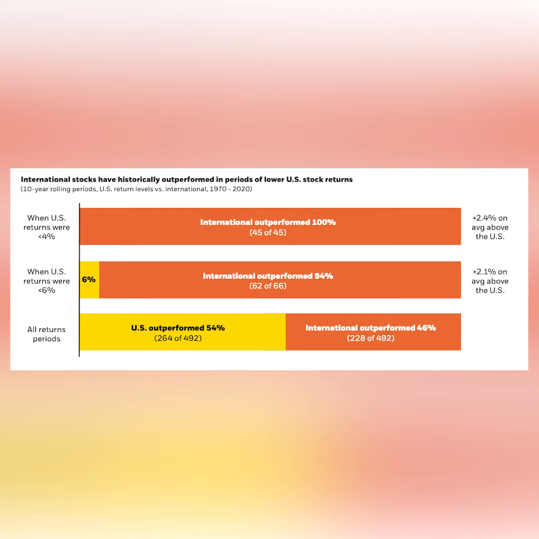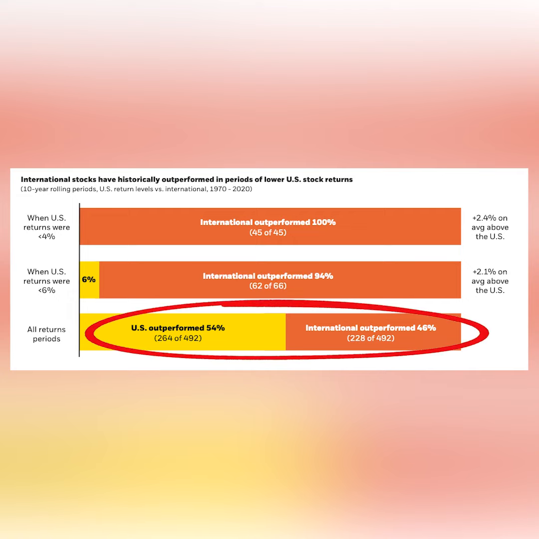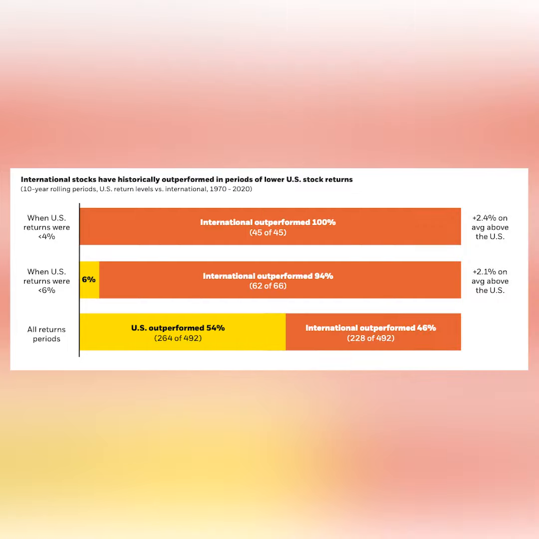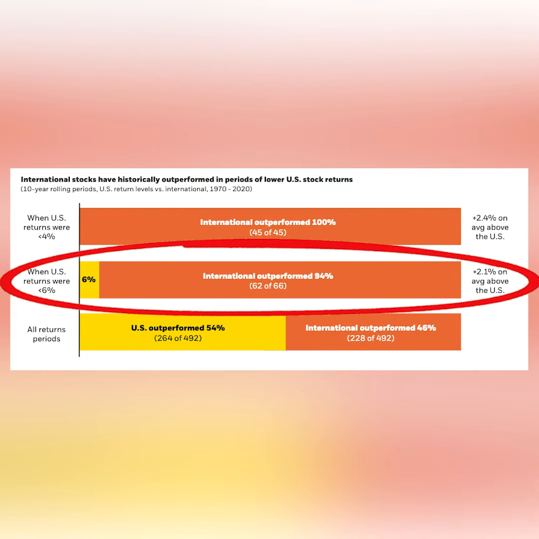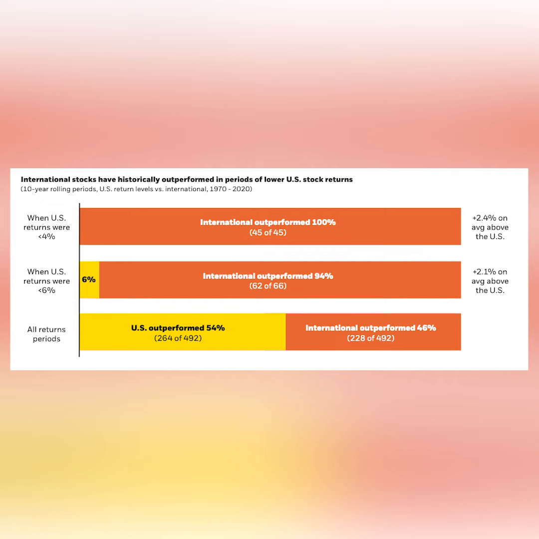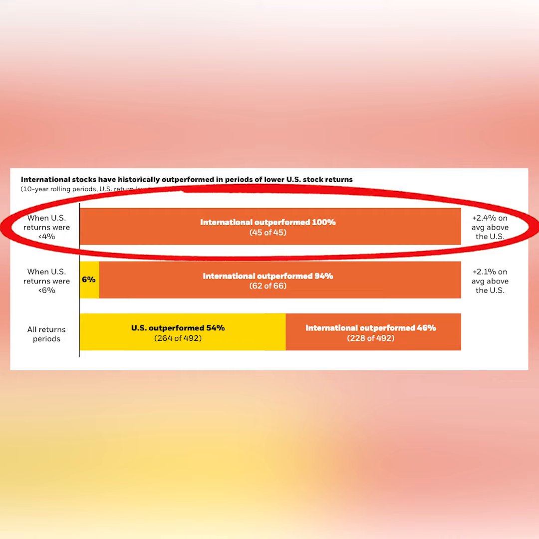If we start at the bottom of this chart, this is just looking at all return periods. So 54% of the time, US outperformed, 46% of the time, international outperformed. What's very important to look at, again, like I mentioned, is the correlation. So when the US returns were less than 6%, international markets outperformed the US 94% of the time. When US returns were less than 4%, international outperformed the US 100% of the time.